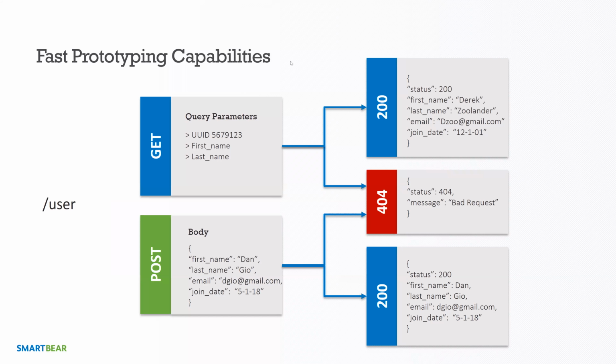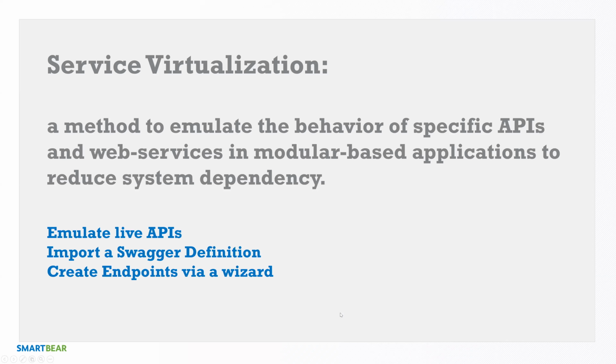So yeah, that's going to give you that static mock response back. Right. And Service V is kind of the next evolution of that. So service virtualization is a method to fully emulate the behavior of a specific API or web service in your architecture to reduce system dependency.